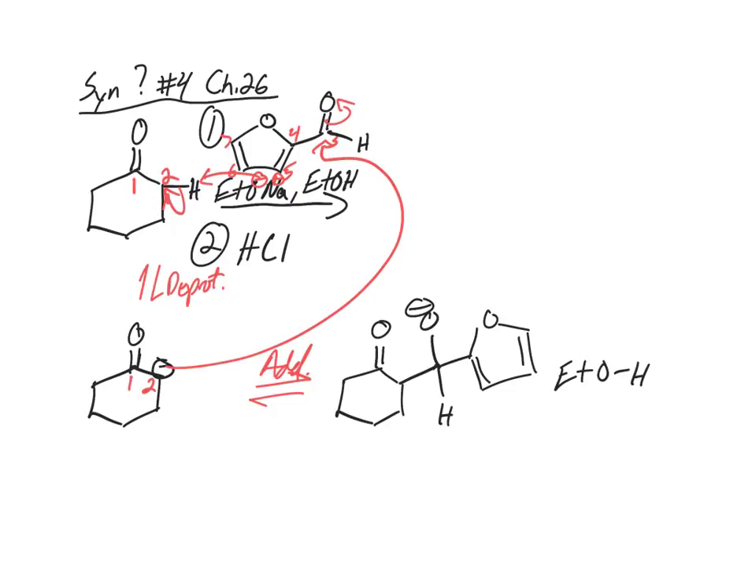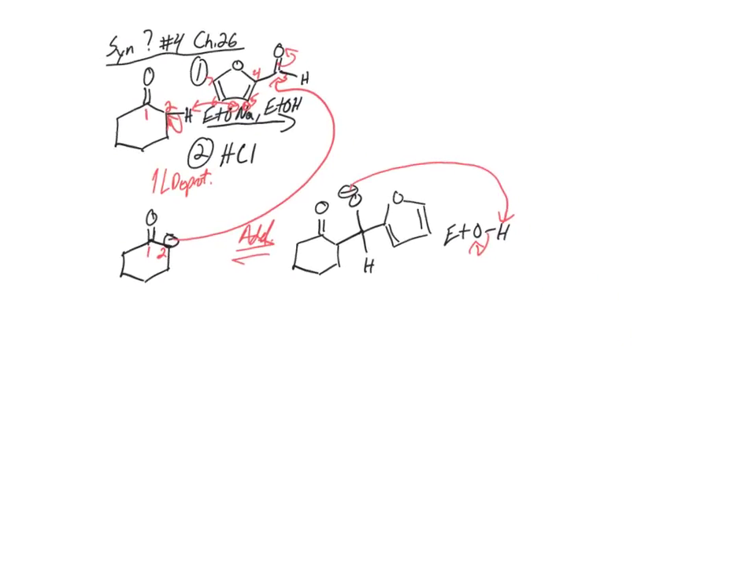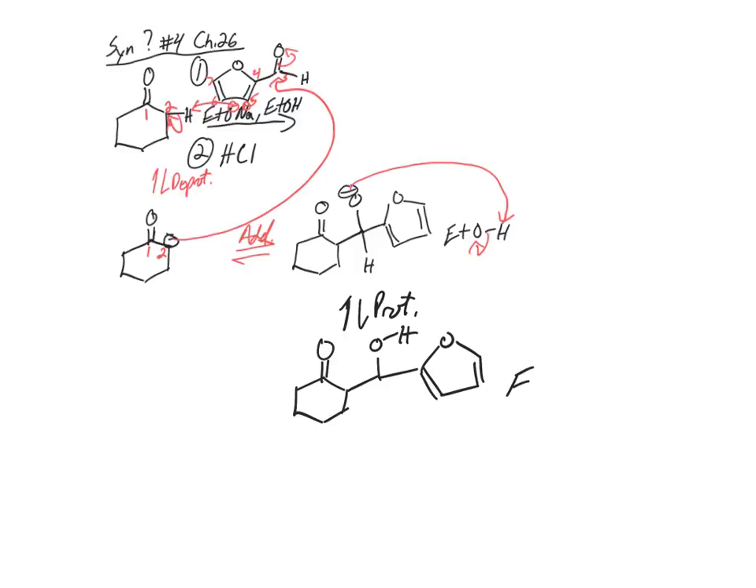What's the last step going to be here? No, we made a tetrahedral intermediate. Are there any good leaving groups? Nope. So we're going to do a protonation then. Very good. So protonation. So this is the aldol product.